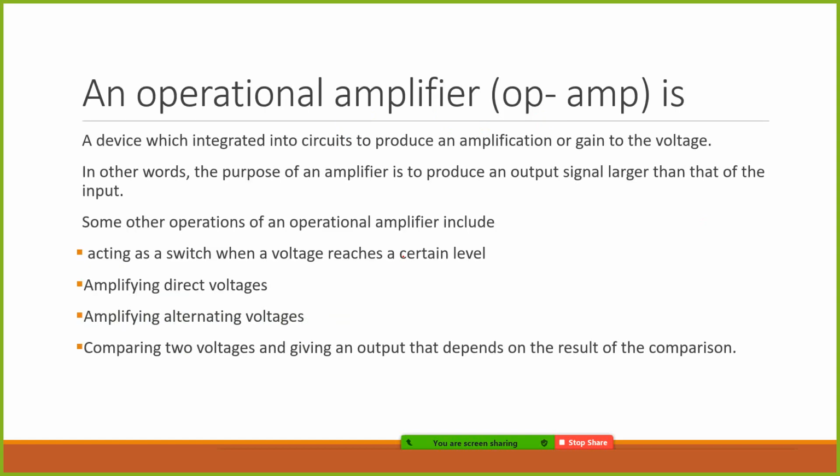Now, an operational amplifier is integrated in circuits to produce some amount of amplification, or in some cases, you will hear us say it produces a gain in the voltage, right? In other words, the purpose of an amplifier is to produce an output signal that is larger than the input signal. So that's what you're doing. It's like you're taking nothing and making it into something for the most part.